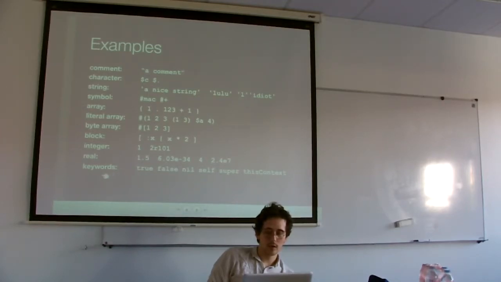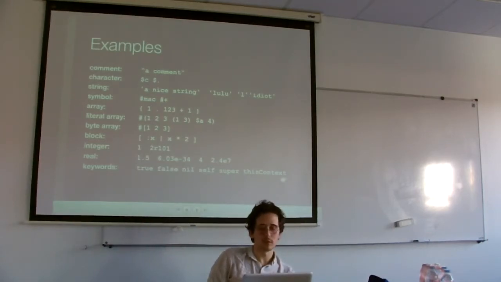And so keywords. In fact, there are just three of them. The last ones are just literal objects: true, false, and nil. The real keywords are these: self, super, and thisContext, which is a bit special. I don't know if we're going to see it in detail.